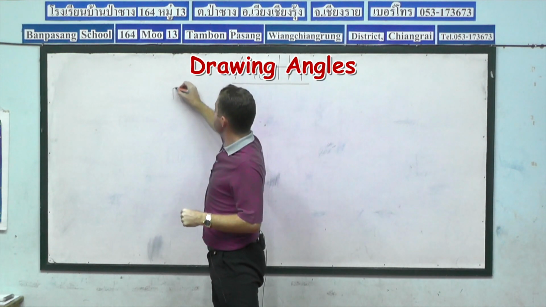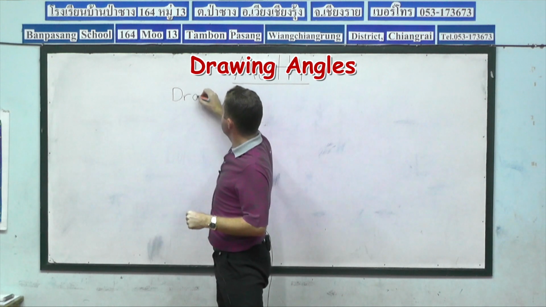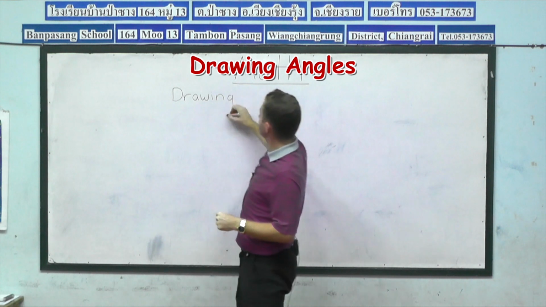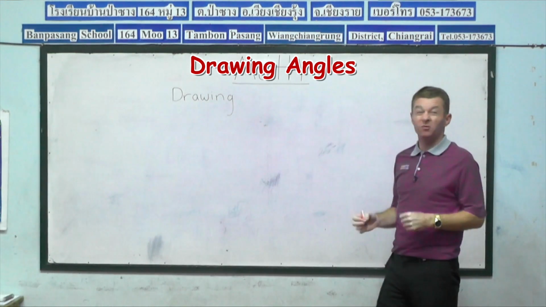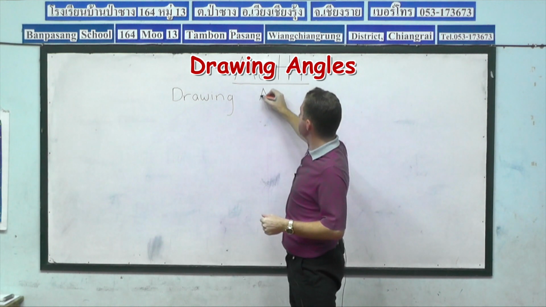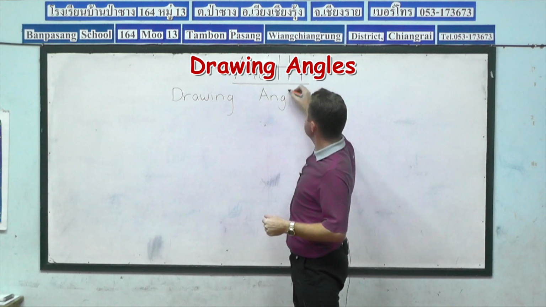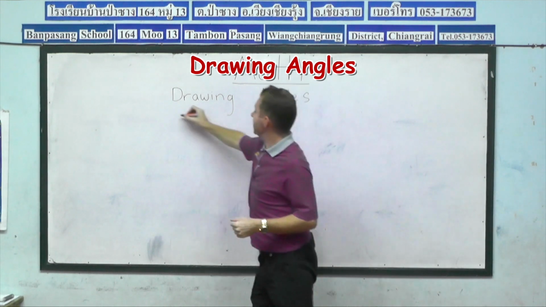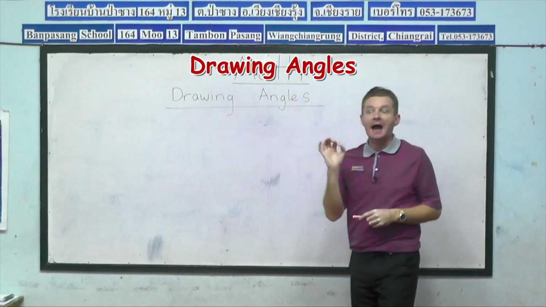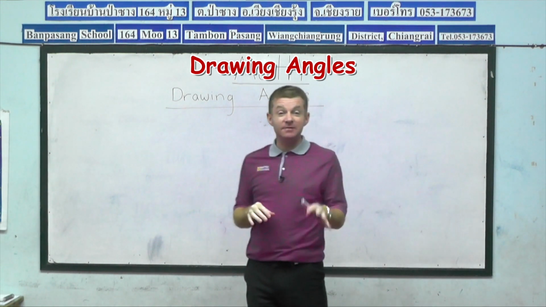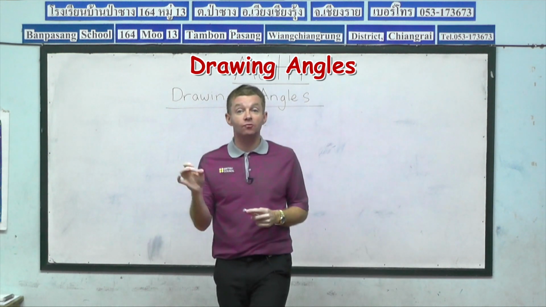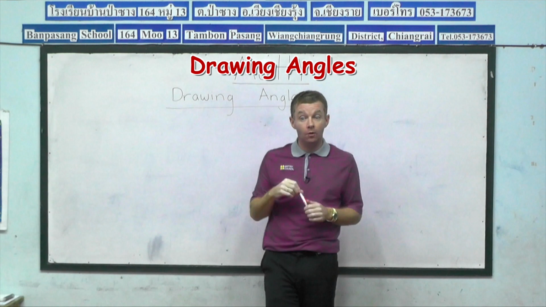Drawing, D-R-A-W-I-N-G. Drawing, which means to draw an angle. And angles is spelt A-N-G-L-E-S. So all together, guys, drawing angles. And in the previous lesson, we learned about 3 more types of angles that we learned to draw. Can anybody remember what they were called?